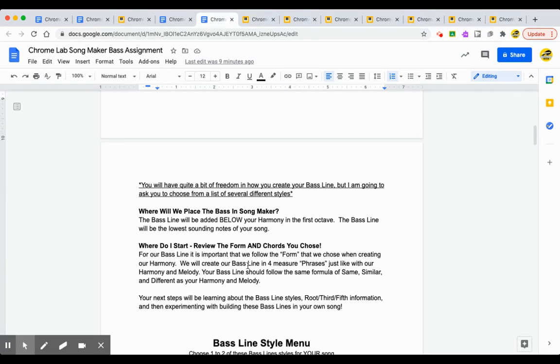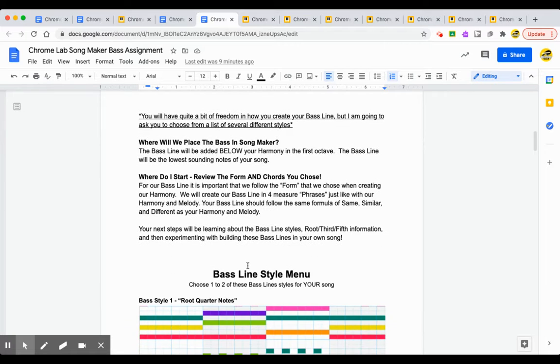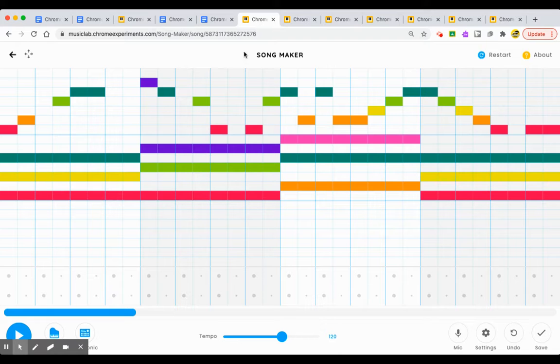You will, and I underline this, have quite a bit of freedom in how you create your bass line, but I'm going to ask you to choose from a list of different styles that I will call a menu of bass lines later on. Where are we going to place the bass line in Song Maker? Well, let me go over to the starting point for you, which will be our harmony and melody assignment that we finished up. The empty octave down here at the bottom is going to be where you're going to place your bass line.